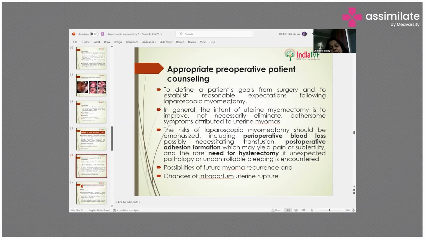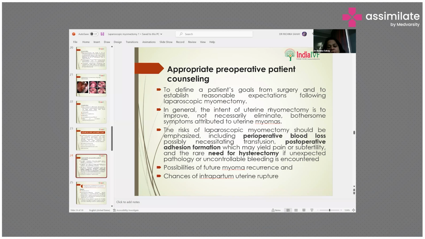In general, the intent of uterine myomectomy is to improve, not necessarily eliminate, bothersome symptoms attributed to uterine myomas. So I have written it very clearly. It is going to improve. It is not going to eliminate. So this you have to tell the patient when you are getting the informed consent.